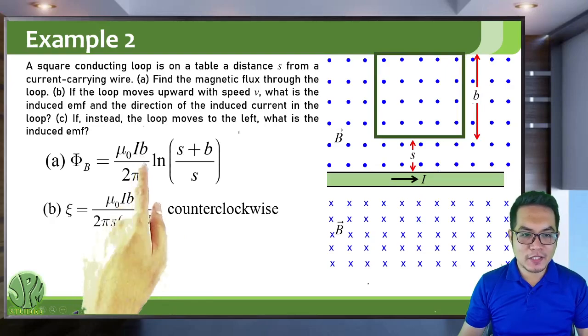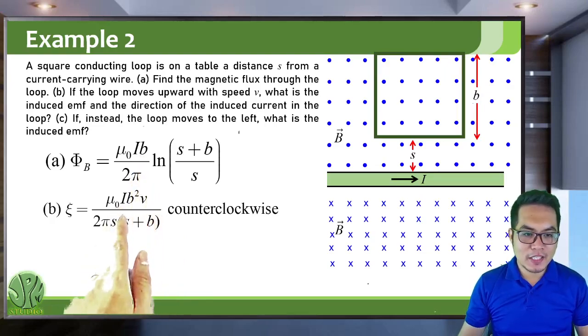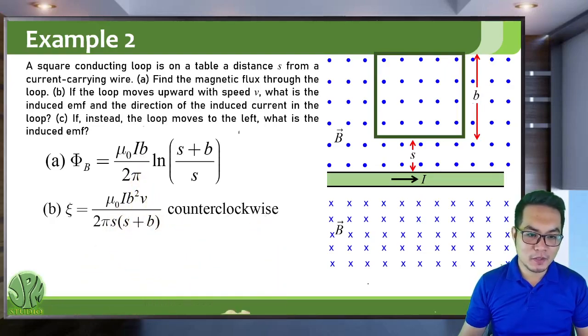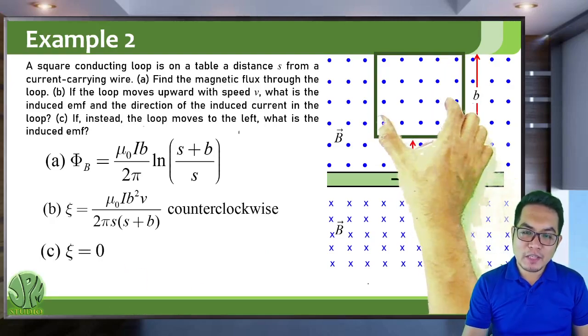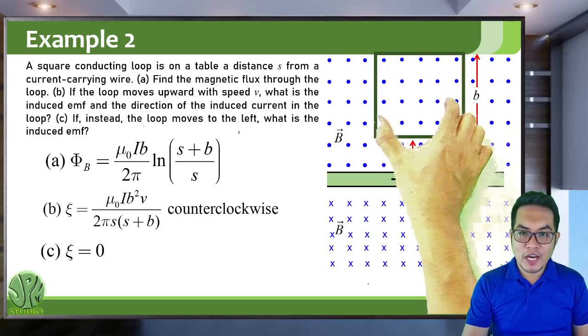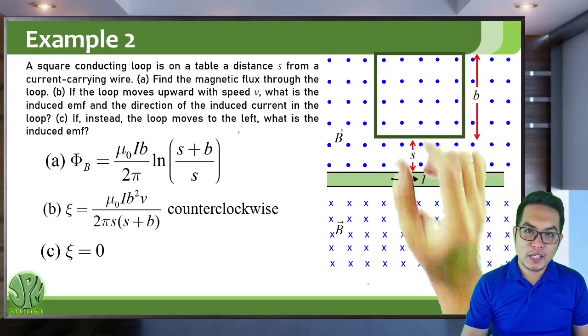So for letter A, this is the flux, this is the induced EMF, the direction of the current is counterclockwise. And for letter C, since there's no change in magnetic field, there's no change in the area, therefore there's no induced EMF.